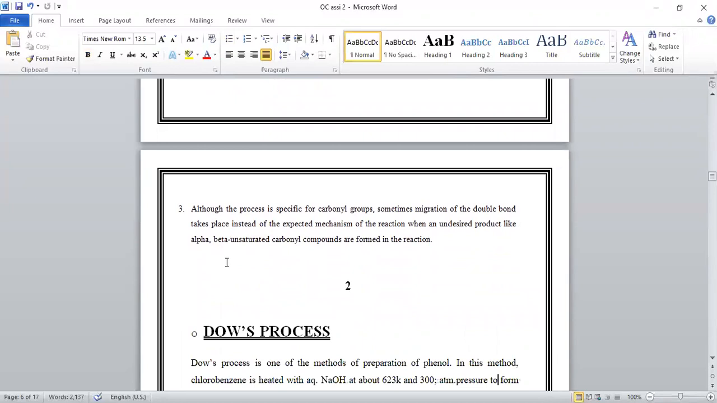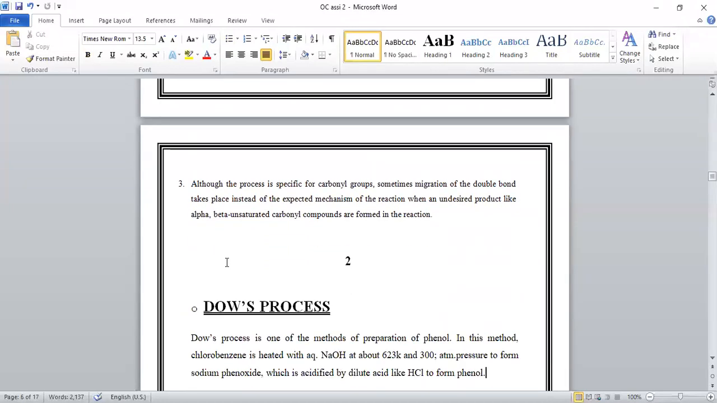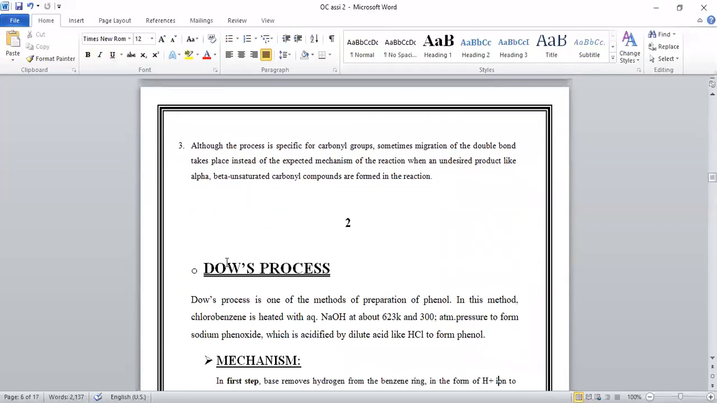Now the second named reaction is Dow process. Dow process is one of the methods of preparation of phenol. In this method, chlorobenzene is heated with aqueous sodium hydroxide at about 623 Kelvin and 300 atmospheric pressure to form sodium phenoxide, which is acidified by dilute acid like hydrogen chloride to form phenol.